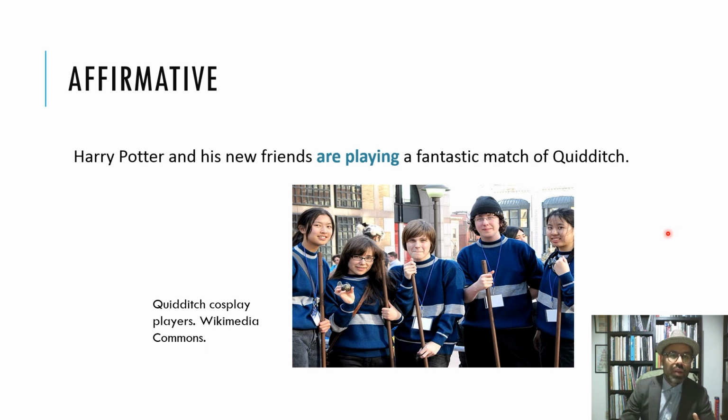Here we have an affirmative sentence. Harry Potter and his friends are playing a fantastic match of Quidditch. So, this is something that is happening right now. At the moment that you are hearing me, at the moment that I am talking to you, Harry Potter and his friends are playing. As you can see, here we have the verb to be in the present and the gerund, that is the verb play plus ing.